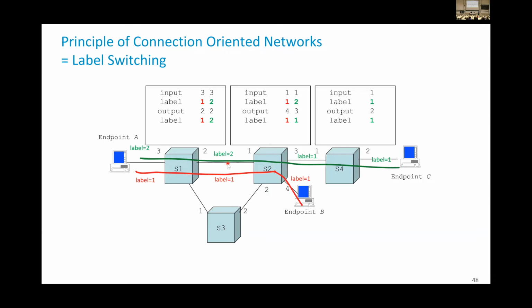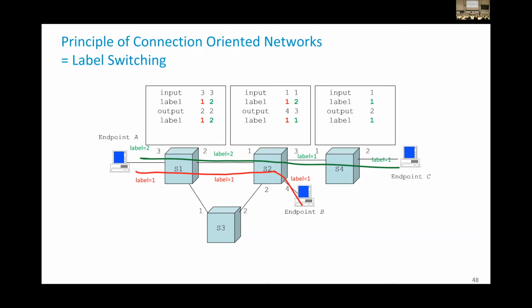Well, you need to set up those flows before. So in order for A to be able to send one packet to C, we must first make sure that we find a path, and that all the switches decide on values of labels and write the exact correspondences in the table. We say that we need to set up the connection.